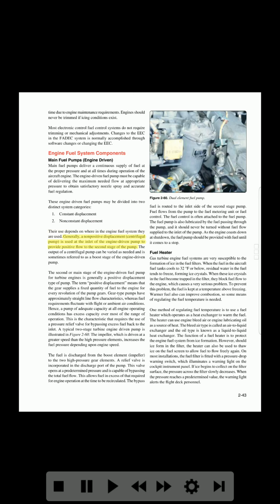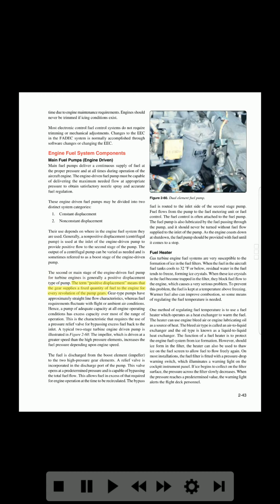Generally, a non-positive displacement, centrifugal pump, is used at the inlet of the engine-driven pump to provide positive flow to the second stage of the pump. The output of a centrifugal pump can be varied as needed and is sometimes referred to as a boost stage of the engine-driven pump. The second or main stage of the engine-driven fuel pump for turbine engines is generally a positive displacement type of pump.